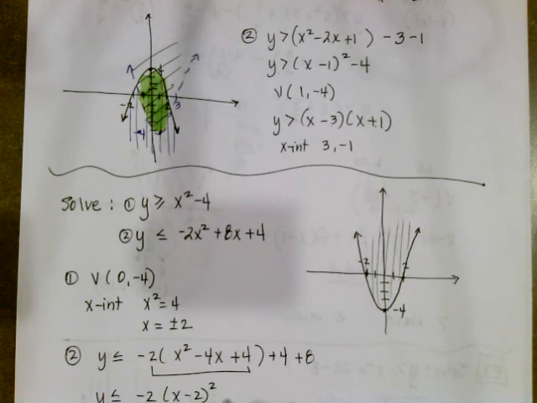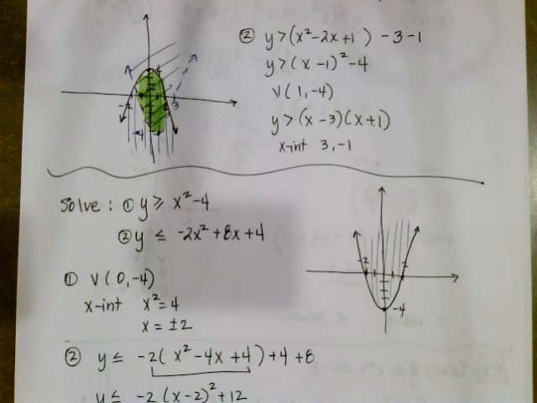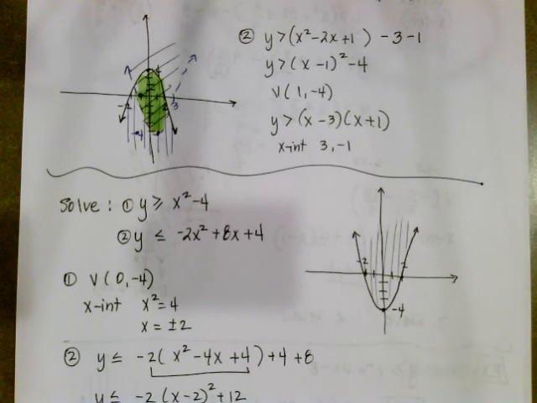Okay? All right, if I rewrite that equation, I have negative 2 (x minus 2) quantity squared plus 12. I know that my vertex is going to be 2, 12. And now I need to find the x-intercepts.